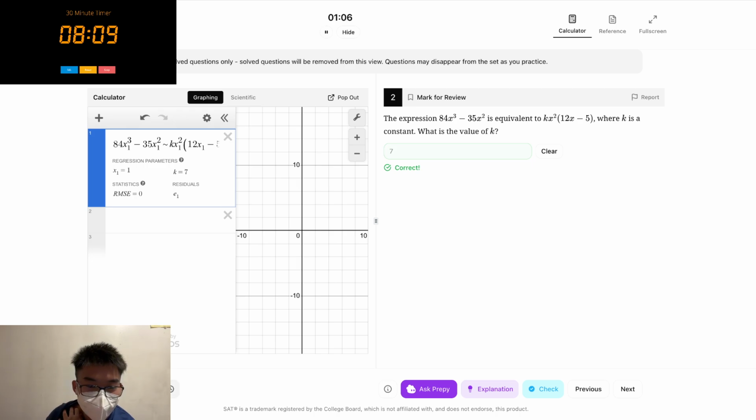And yeah, it's 36 seconds. I guess it's not slow, but if I typed faster it would be better. But basically, regression sets both of the equations equal to each other and gives you a parameter. Alright, let's go next.